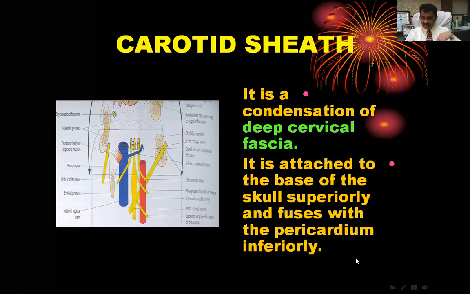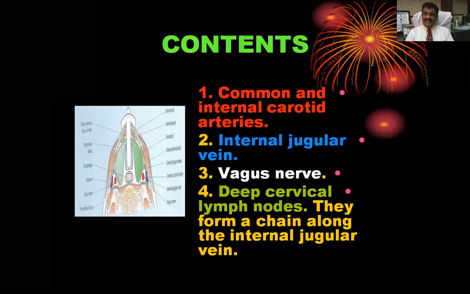So pericardium comes to the heart. So it is so long, okay, and it contains, of course, common carotid artery and internal carotid artery. Okay, so these are the two carotid vessels. External carotid artery falls outside the carotid sheath. It also contains internal jugular vein and vagus nerve main. Okay, and deep cervical lymph nodes. They form a chain along the internal jugular vein.